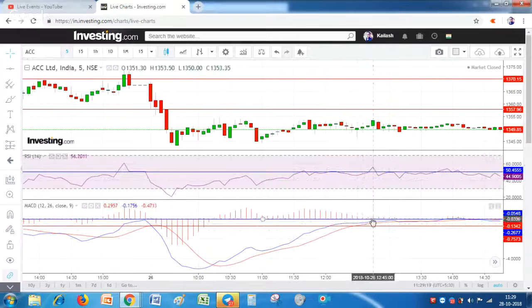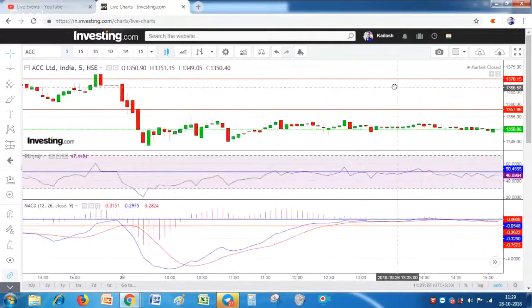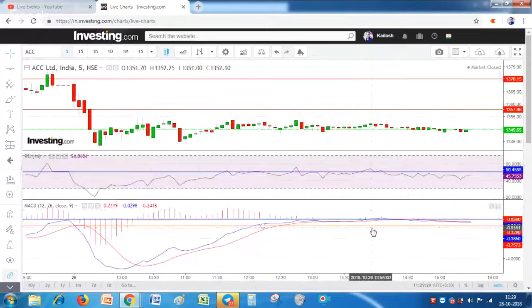And the second thing is we have to look at the zero line of the MACD. You could see that MACD has nowhere crossed above this zero line. At one level it tried to cross but could not sustain. So this is still a sign of weakness. But friends, remember, this is only for intraday. It is only for intraday.